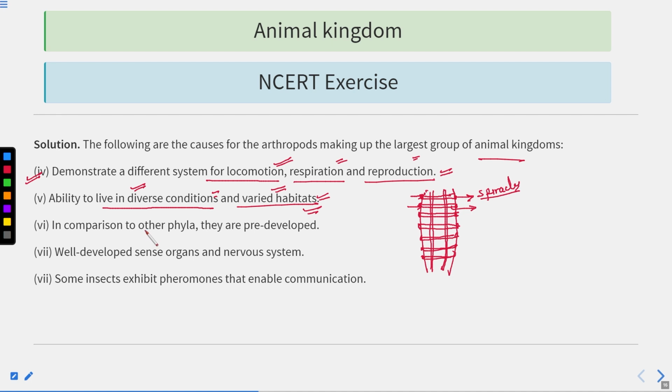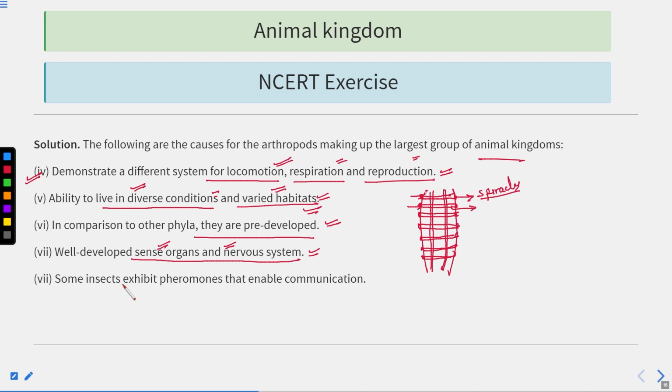Their living habitat is so varied, and in comparison to other phyla, they have well-developed sense organs and nervous system. This particular thing helps them to live in different environmental conditions, because they can sense the different types of habitat. They can sense with their sense organs their prey, their food material, their enemies. Their nervous system is also well developed.